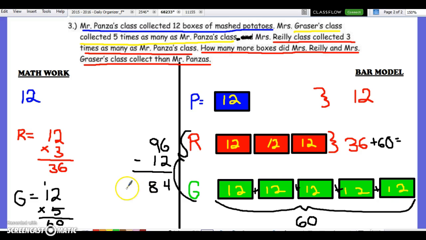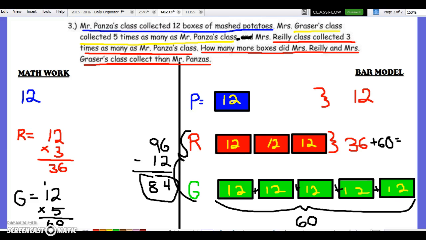And anytime I'm multiplying, adding, or subtracting, I'm using my touch points to solve. So my answer for this equation is that Mrs. Riley's class and Mrs. Grazer's class each collected 84 more boxes of mashed potatoes more than I did. I shouldn't have said each. I should have said their combined total was 84 more than Mr. Panza's 12.